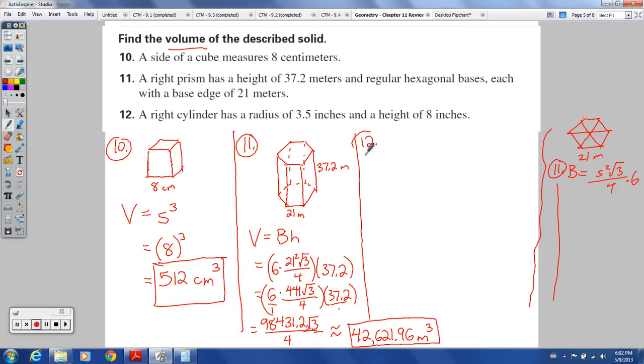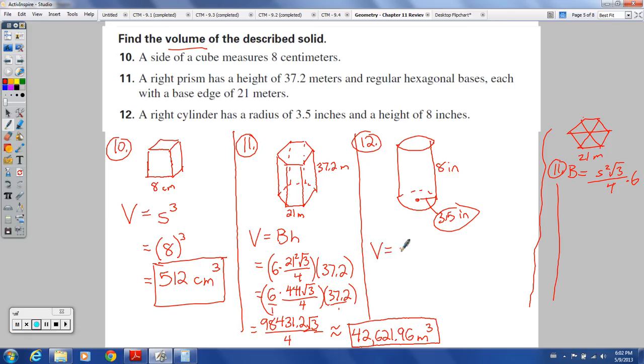Number 12, a right cylinder. So here's a cylinder. Sketch of the cylinder there. Has a radius of 3.5. So it looks like that's 3.5 inches. And the height is 8 inches. So what is the volume of that?